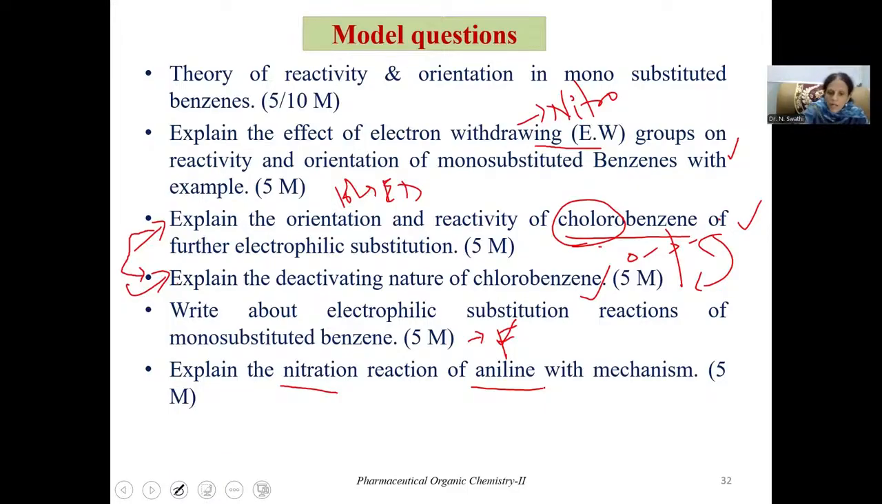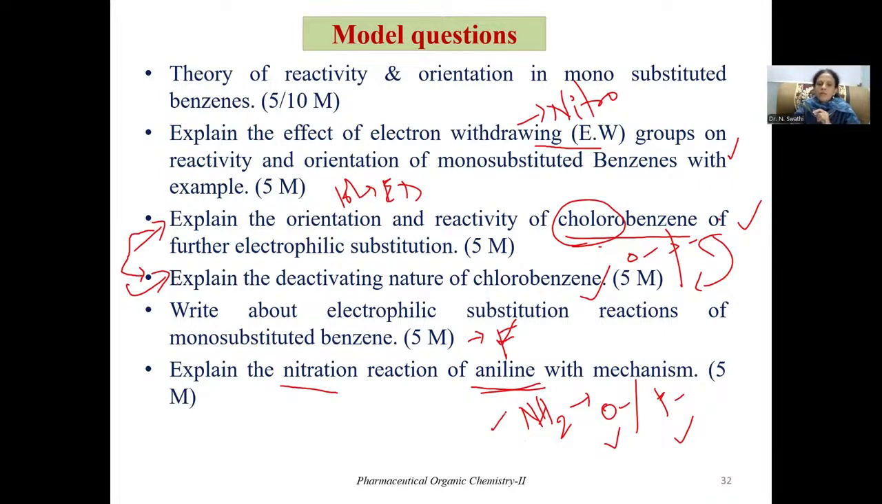But when it comes to the product, because aniline consists of an amino group, and the amino group is an activating group and it is an ortho-para director, here you will give the ortho isomer and para isomer structures as the product. That is when it comes to the orientation.